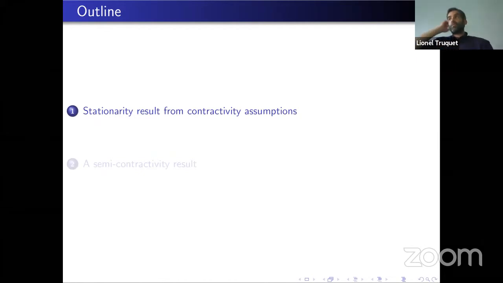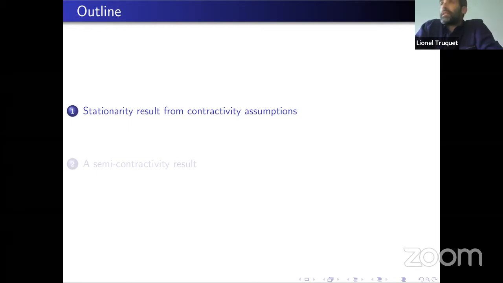Okay, so I will present now two results. So the first result of stationarity is obtained using a contractivity assumption. And I will present in the second step a second result, which is more involved. And this second result uses only a semi-contractivity assumption.